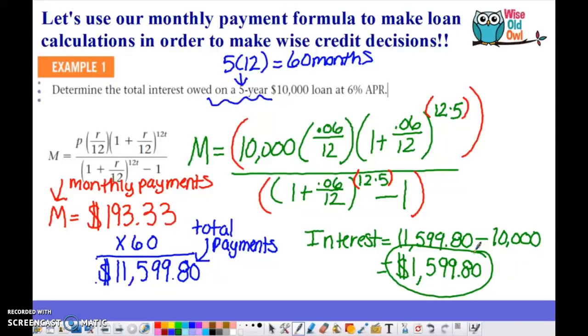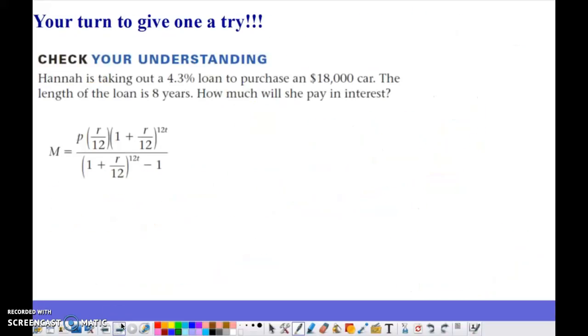What I'd like you to do now is go ahead and try the next problem on your own. It says Hannah is taking out a 4.3% interest loan to purchase an $18,000 car. The length of the loan is 8 years. How much will she pay in interest? Well, you first have to find your monthly payments and multiply it by how many months it is to find the total payment. Take that number and subtract how much you got your loan for, and that will tell you your interest. So go ahead, do this problem on your own.